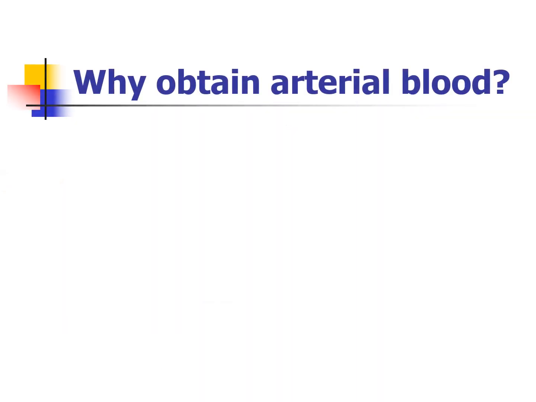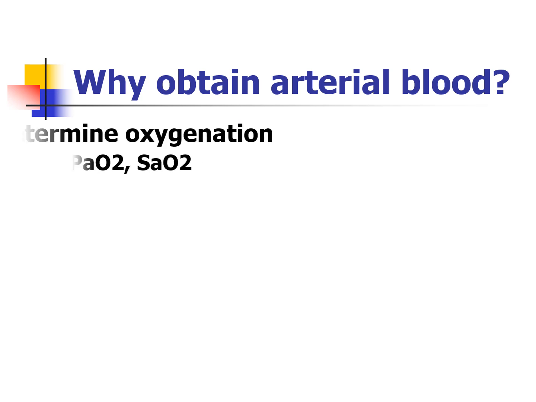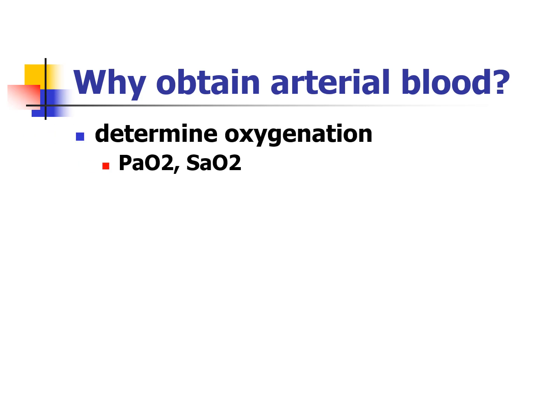Hopefully it won't be too bad, but let's start with why we obtain arterial blood. The big thing here is to determine if this patient has enough oxygen in their blood to go to the tissues. Is there enough oxygen in their blood to keep their organs alive? That's where we're looking at the pressure that's in the plasma, the PaO2, and the saturation, which is how much oxygen is hanging on the hemoglobin molecule.